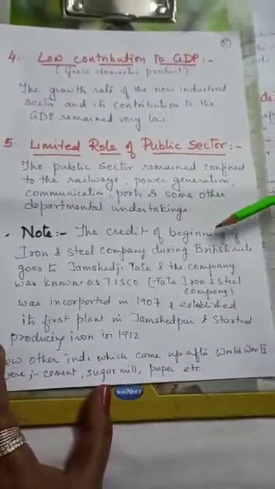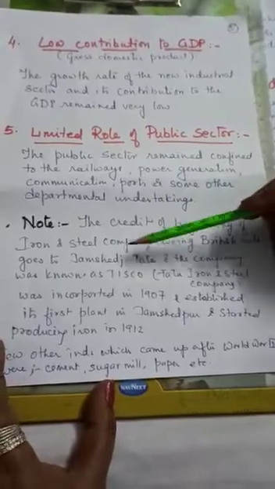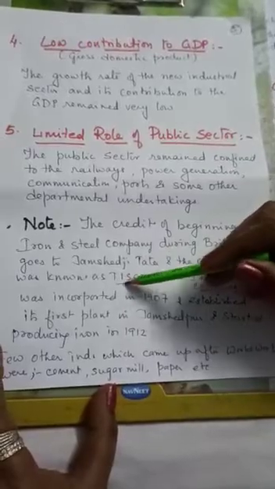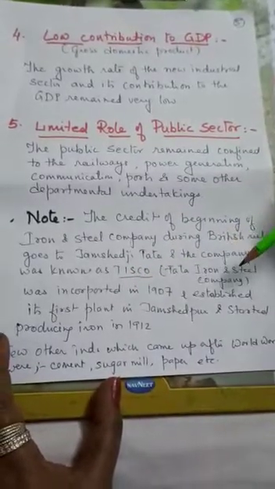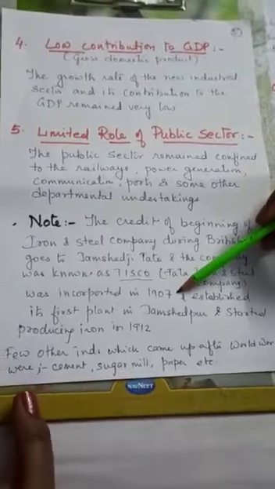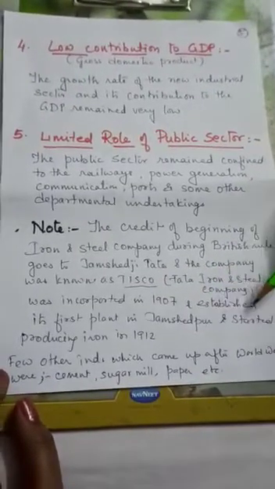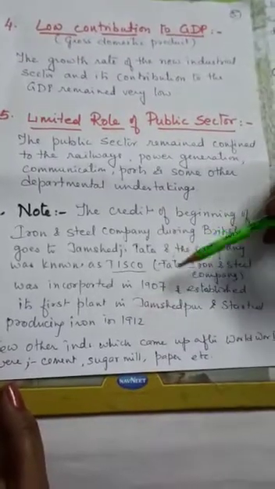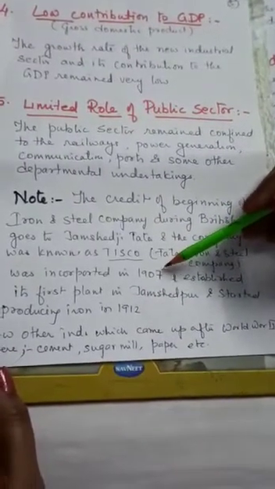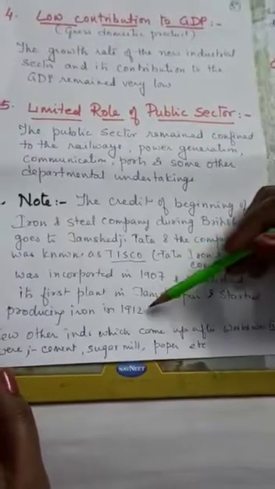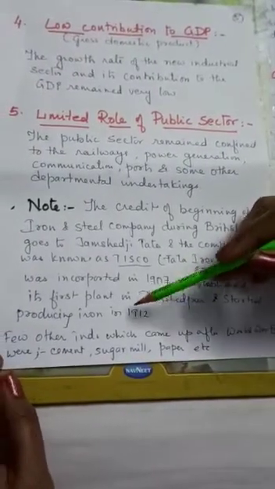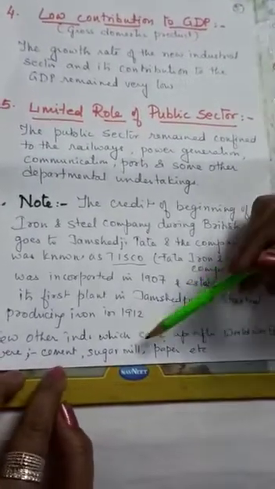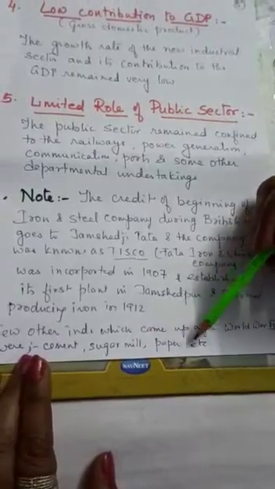The credit of beginning of Iron and Steel Company during British rule goes to Jamshedji Tata, and the company was known as TISCO, that is Tata Iron and Steel Company, and it was incorporated in 1907 and established its first plant in Jamshedpur and started producing iron in 1912. So it was established in 1907 and started producing in 1912. Few other industries which came up after World War II were cement industry, sugar mill, paper mills, etc.